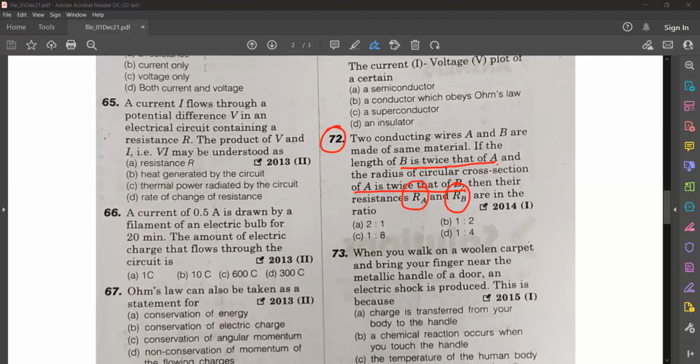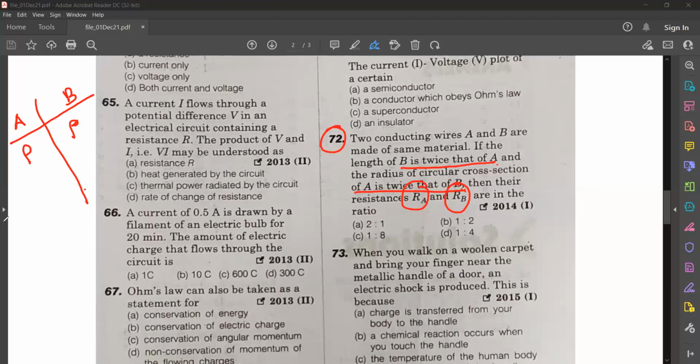Okay, so let's see. We have two conductors, two wires A and B. They are made of the same material, which means rho is the same. That is, the resistivity is the same for both conductors.